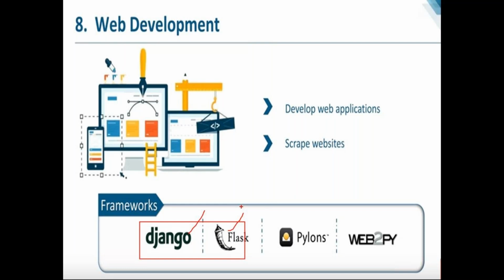So if you want to go for web technology, if you want to go for front end, there are front end and back end. Front end is the user side, what the user sees and interacts with. So if you want to go for website development, there also Python is helpful to you.